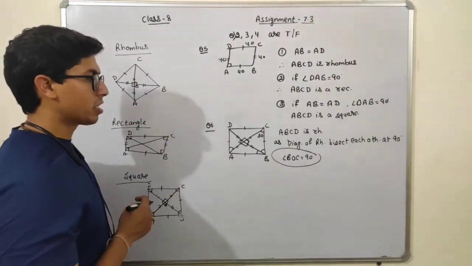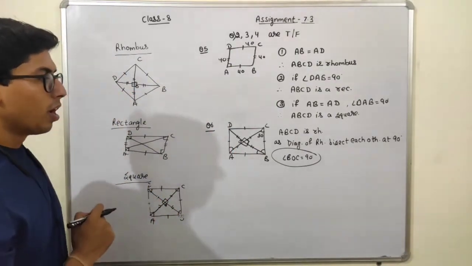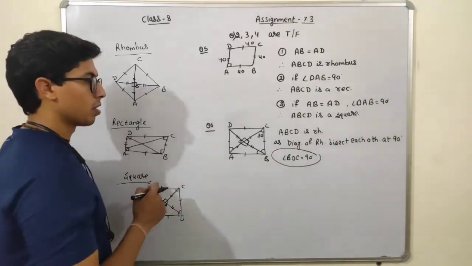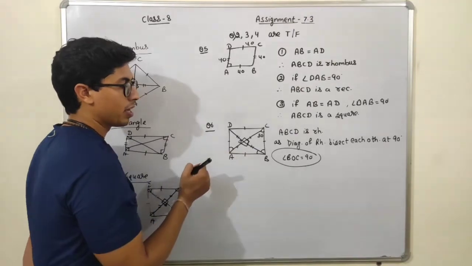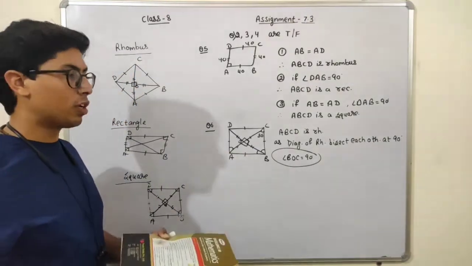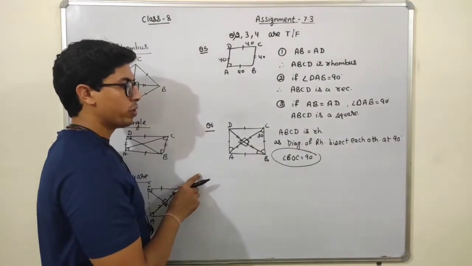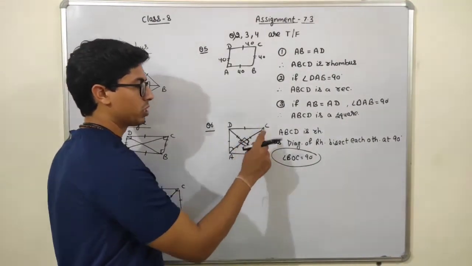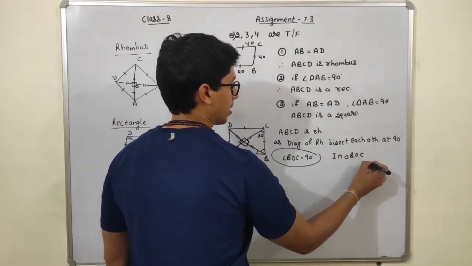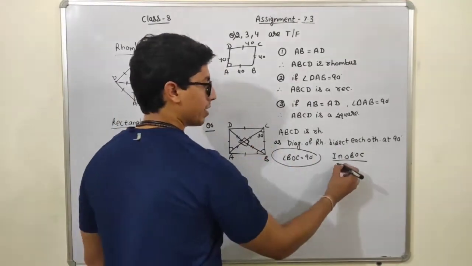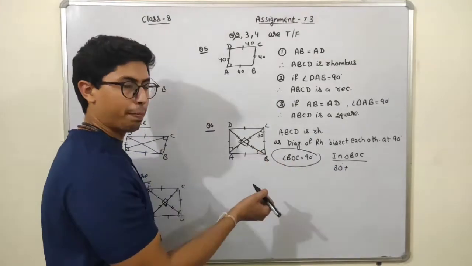Now the second part: I have to find the value of these two angles and this angle also. The only angle given to us is this 30 degrees. Now if I take triangle BOC, in triangle BOC, this angle is 30 degrees. This angle is 90 degrees because I have already proved this.